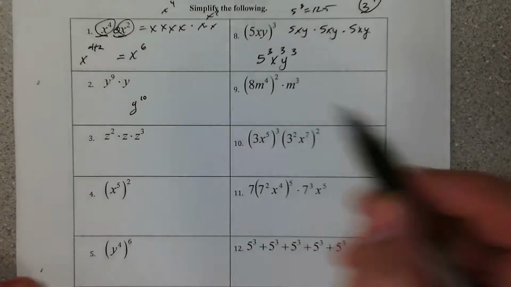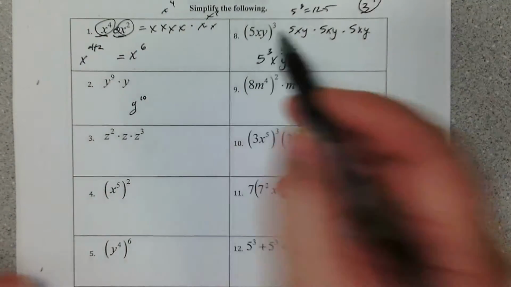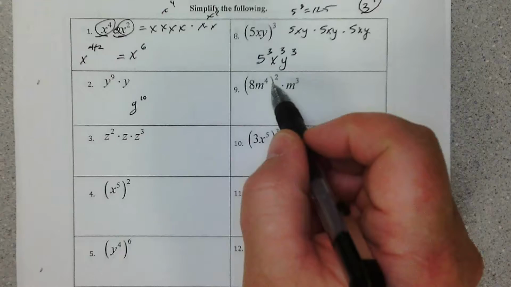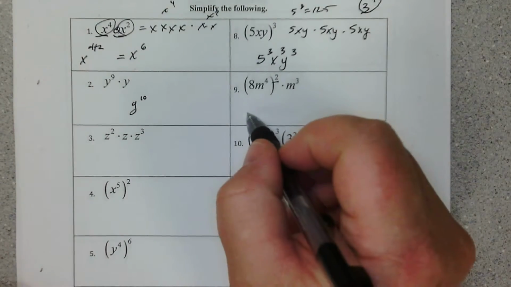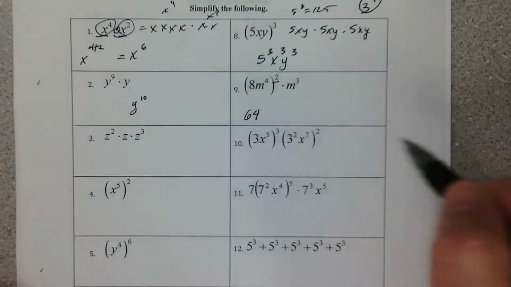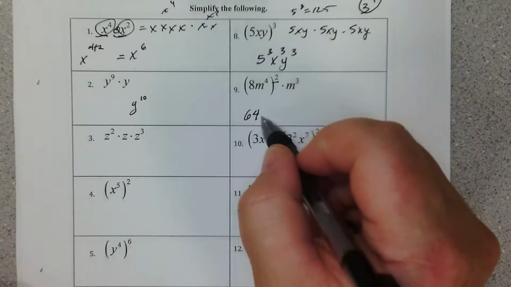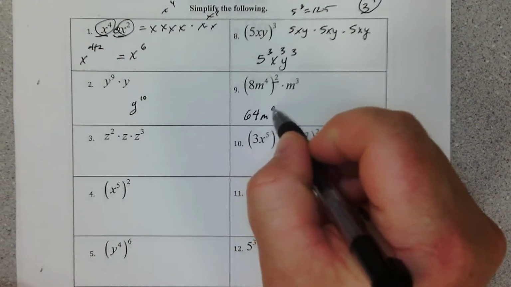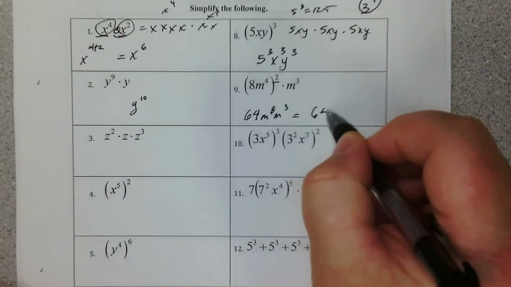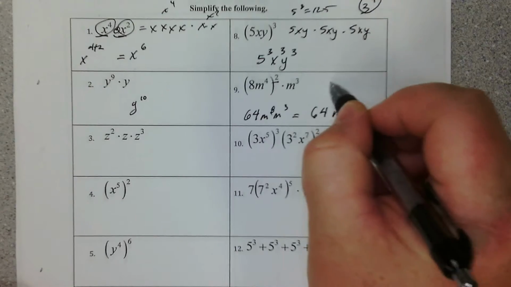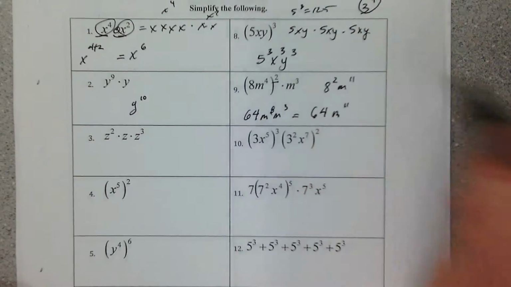All right, now, check this out. This one and this one are exactly the same. We have 2 of these multiplying together. So it's 8 times 8, which is 64. You could write 8 squared if you wanted. M to the 4th times m to the 4th is m to the 8th. And then times m cubed. So that's going to be 64 m to the 11th, or 8 squared m to the 11th.